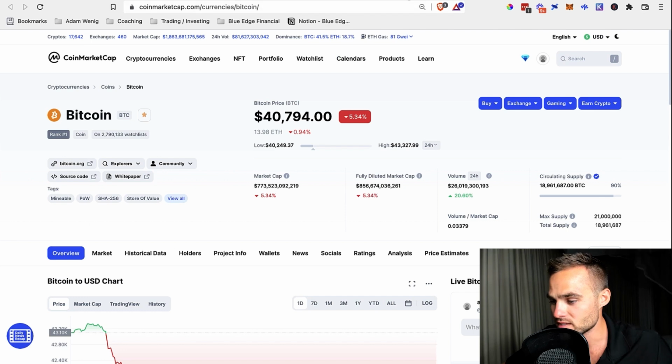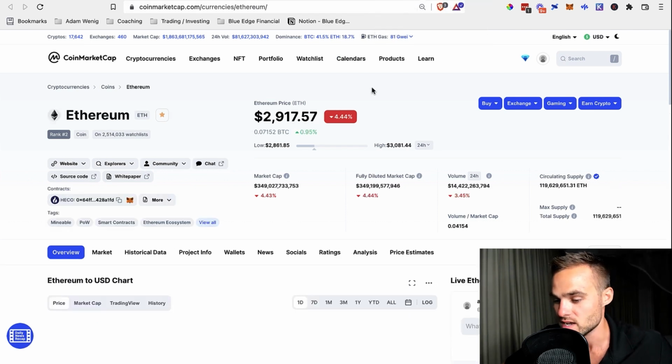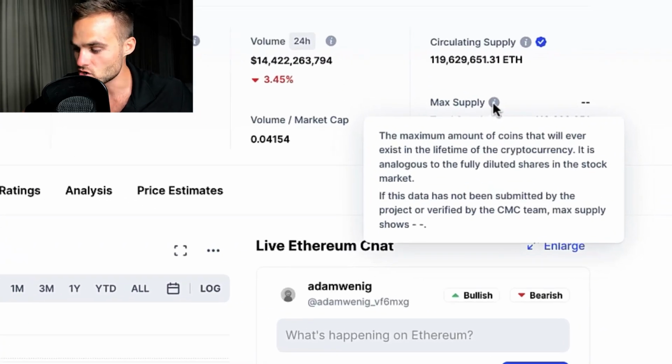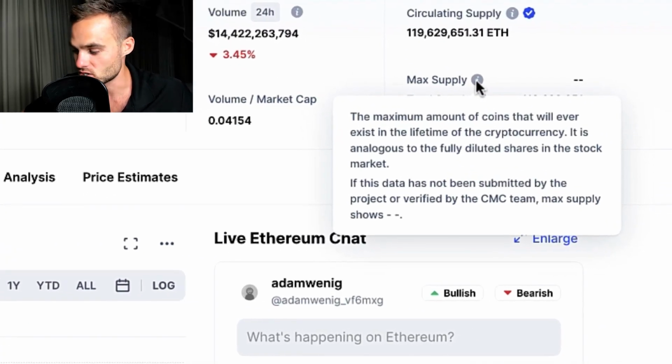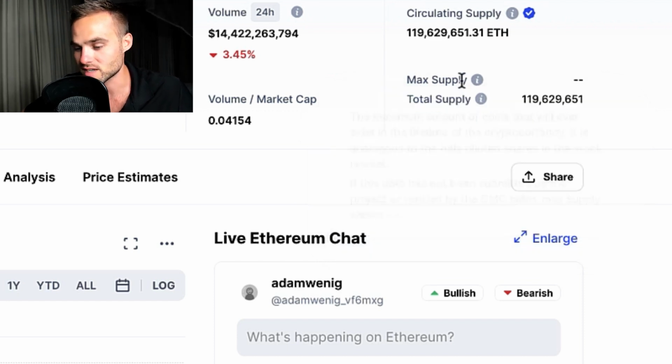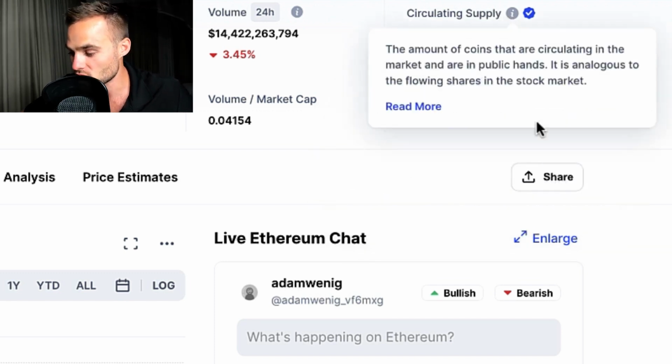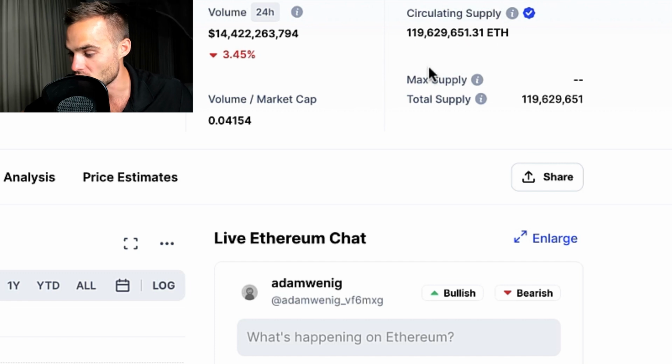Now, with that being said, let's take a look at a few different assets. Here's another asset. This is Ethereum, which you're probably familiar with. And you can see with Ethereum, there's actually no max supply, which is interesting. And we'll talk about this when we talk about monetary policy in just a second. But this is basically an inflationary cryptocurrency. Now, the circulating supply of Ethereum is currently 119 million ETH in circulation.